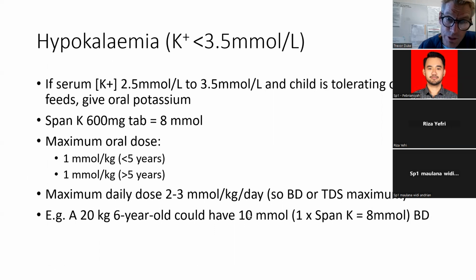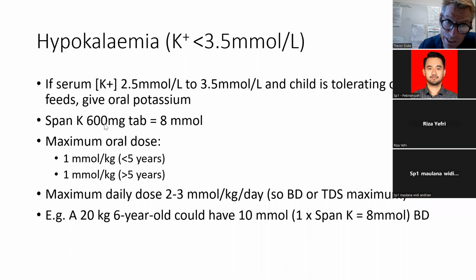And I won't go through how to correct it in detail, but usually we can give just oral potassium, and you can look up the maximum dose, but it's about 1 millimole per kilogram if the child's under the age of 5 years, and usually half to 1 millimole per kilogram if the child's over 5 years, usually a little bit less. The maximum dose is 2 to 3 millimoles per kilogram. So therefore you can give some potassium twice a day or 3 times a day.